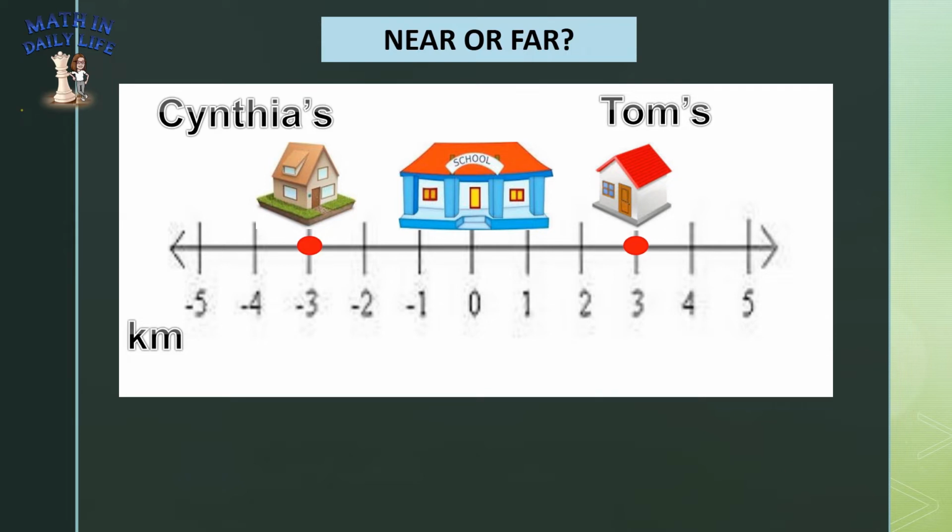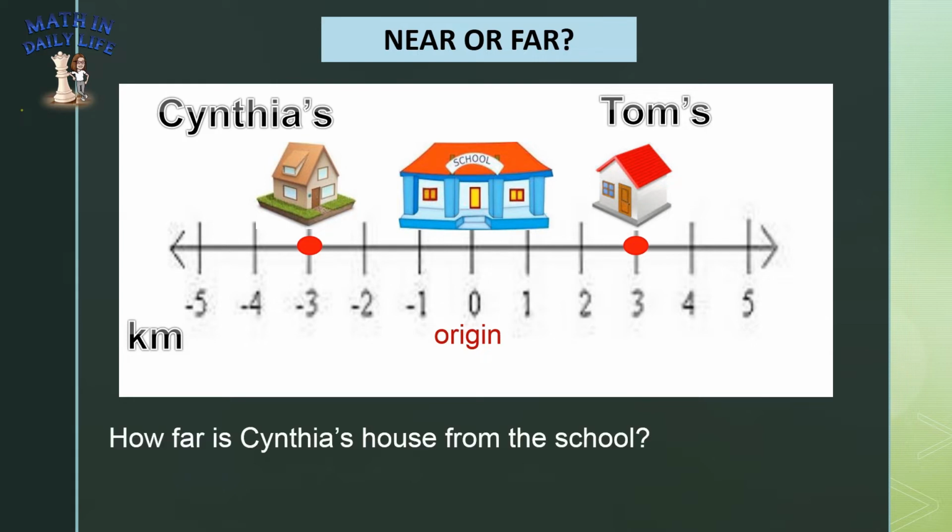Yes, this shows the location of Cynthia and Tom's house with reference to the school. So the school here is our point of origin. Okay, let's get some more information from this picture. So how far is Cynthia's house from the school? As you can see, Cynthia's house is located here with the coordinate of -3. Okay, so -3 is its coordinate.